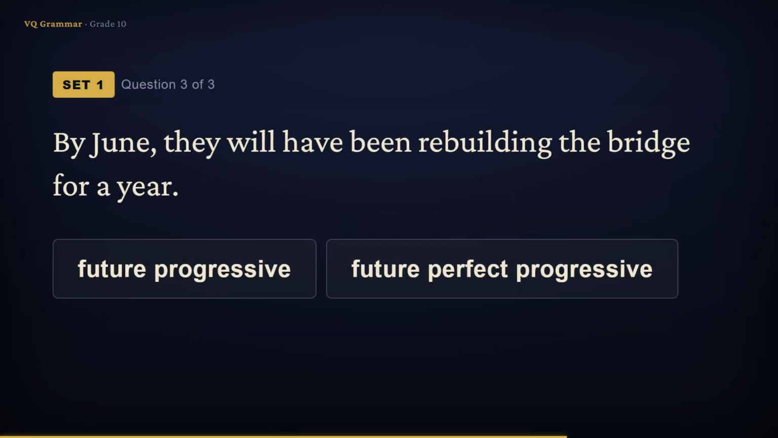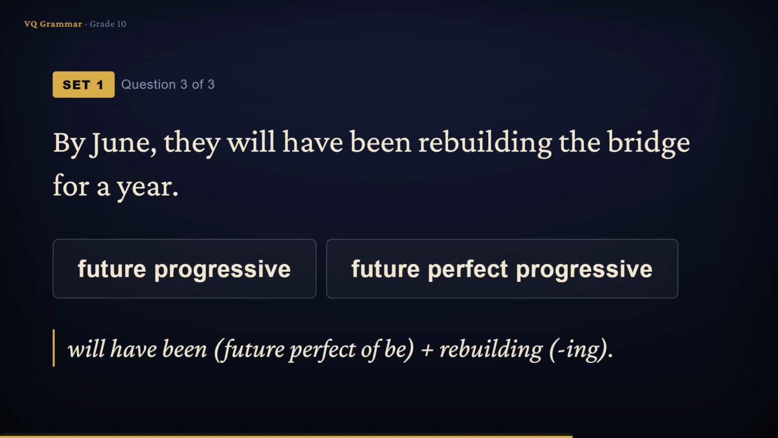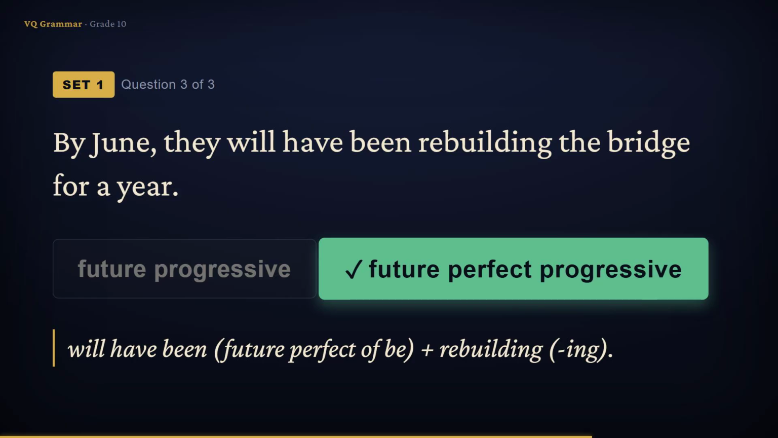By June, they will have been rebuilding the bridge for a year. Look at the whole phrase, will have been rebuilding. There's an ing word, so it is certainly progressive. And the helpers will have been point us to the future perfect. Put those together and you get the future perfect progressive.